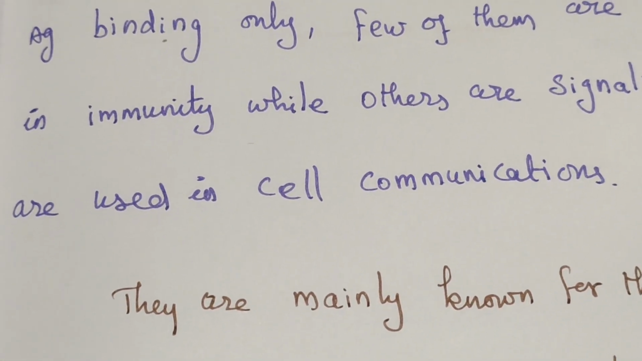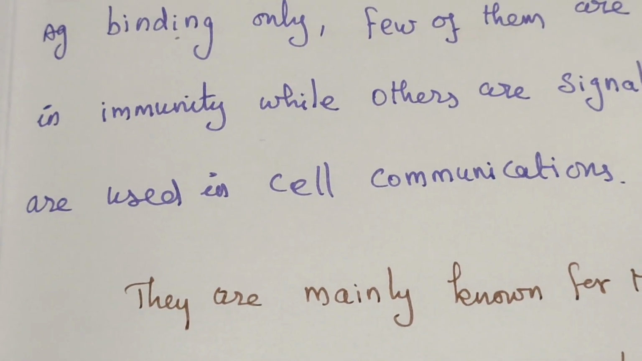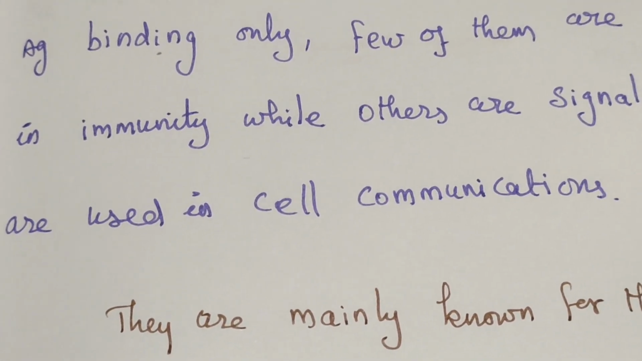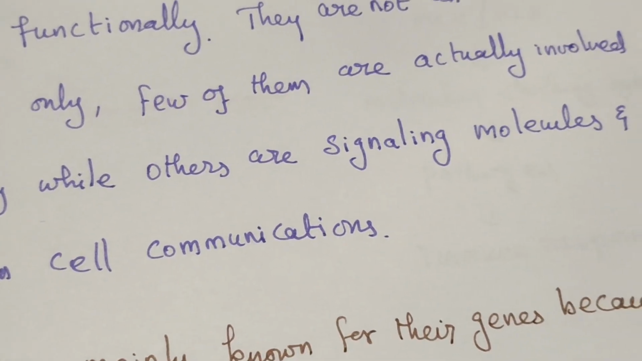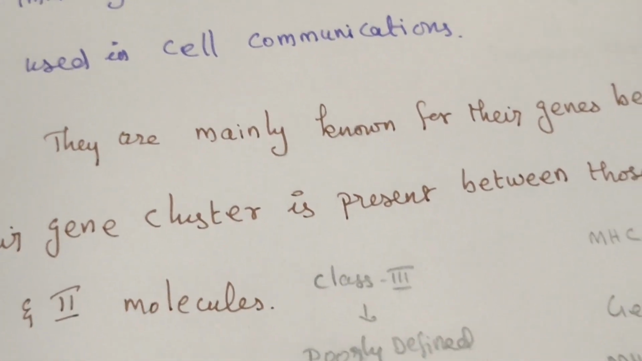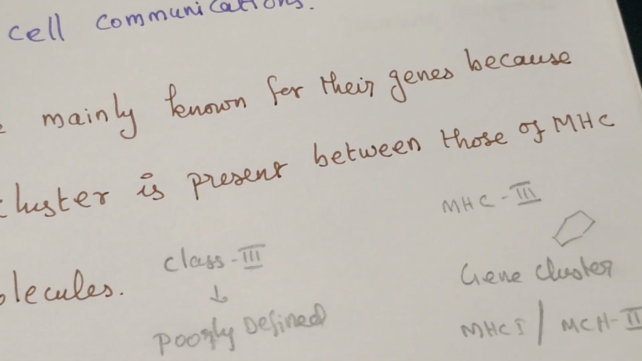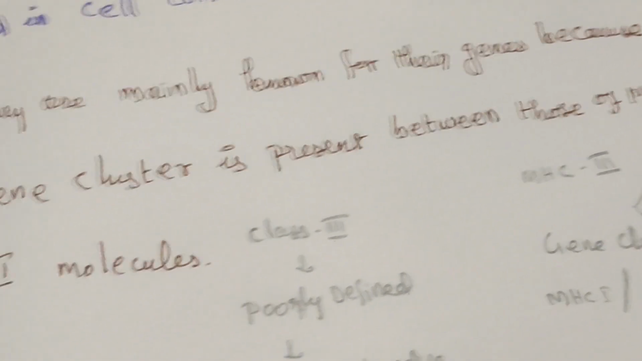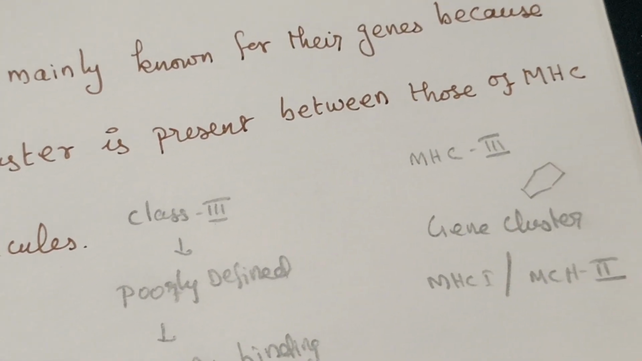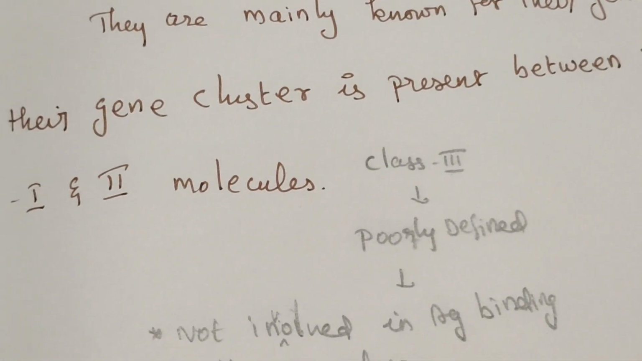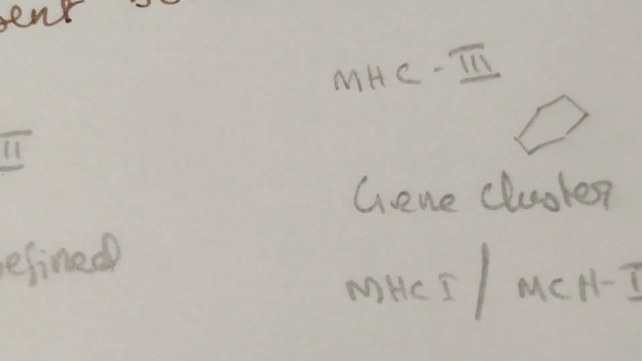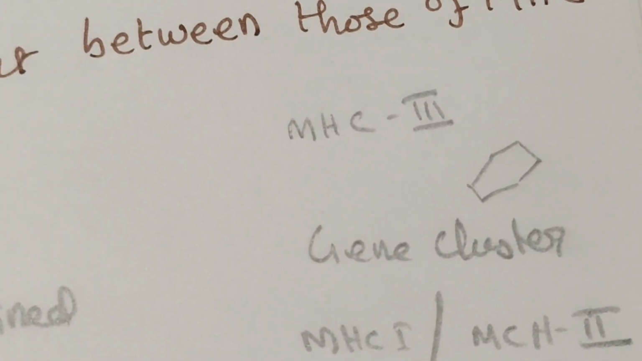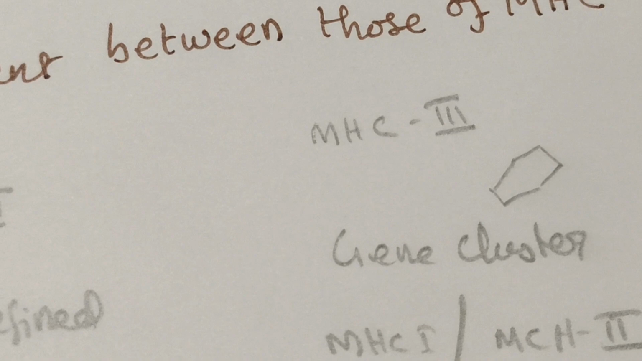So class 2 has beta 1 and beta 2, recognizing CD4 cells, while class 1 has beta 2 microglobulin, recognizing CD8 cells. Class 3 molecules are mainly known for their genes, because their gene cluster is presented between the MHC 1 and 2 genes.